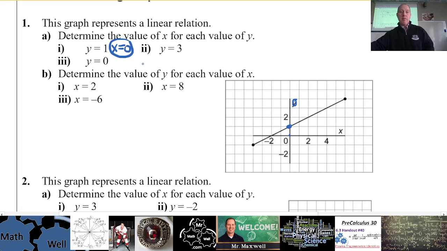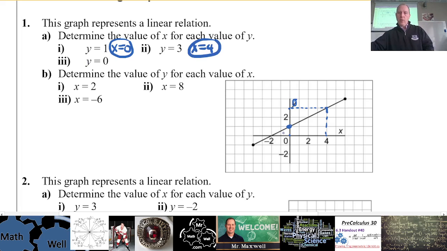For 1a2, y equals 3. So I'm going to go up to 3, and I'm going to go over till I hit the graph, and boom, I stop, and then I drop right down. And what is that x value down here? 4. Yeah, x equals 4.